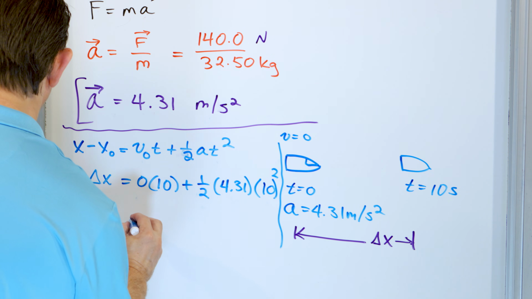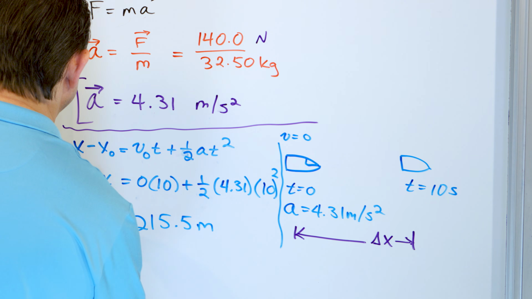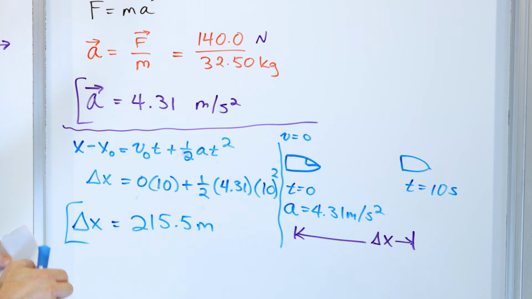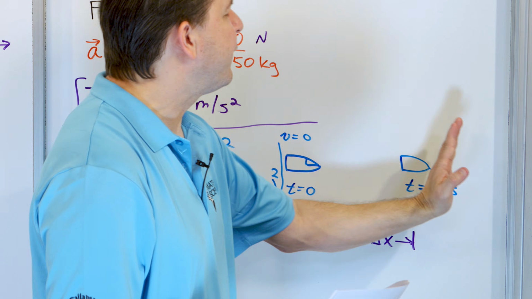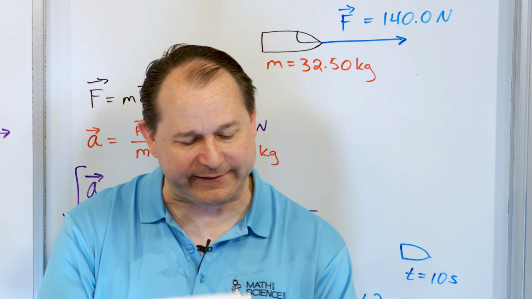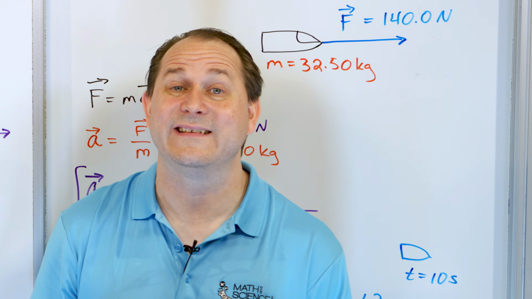You're going to get 215.5 meters. That's the distance traveled, because we're assuming the ship is at rest. We're assuming they're starting at some starting position. How far did the ship move? That's exactly what was asked. It says, how far away is the ship if the total trip took 10 seconds?